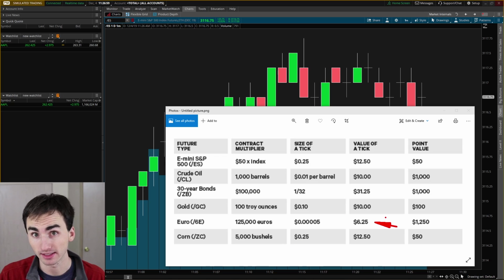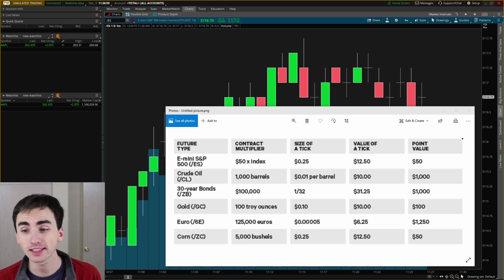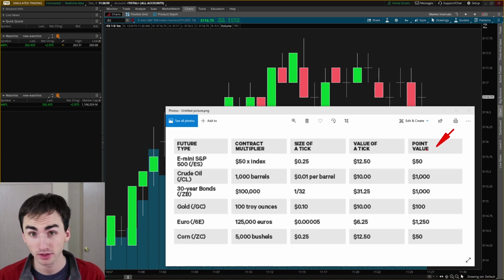And so maybe that $6 will actually get you more price movement in terms of dollar value for your contract than the 30-year bonds will, even though their tick size is 5 times larger. So the last thing over here is point value. A point is just an increase of essentially 1 in the market.